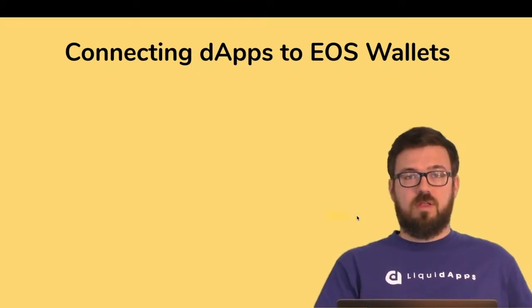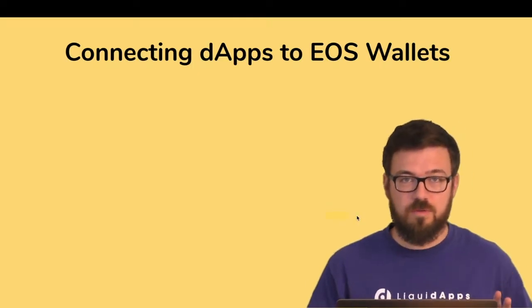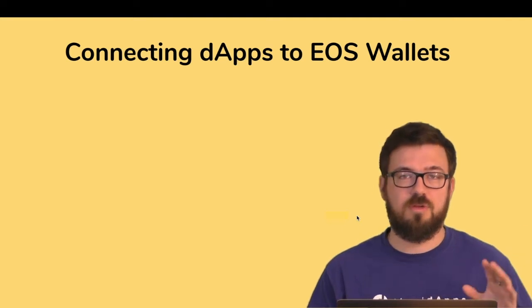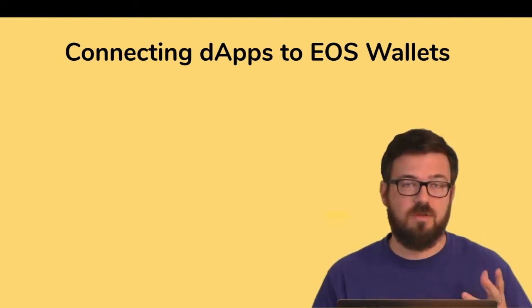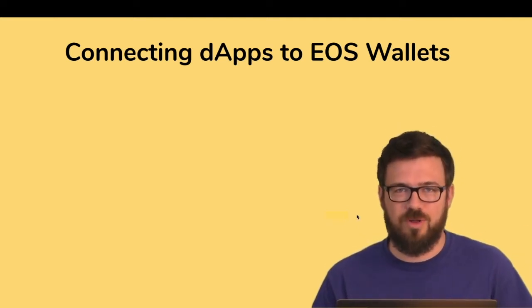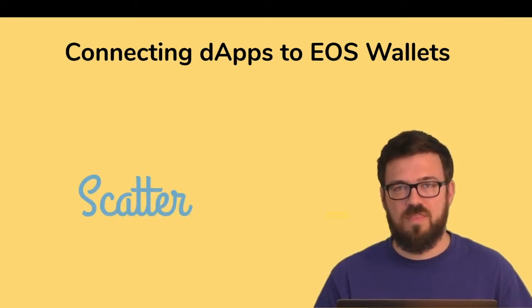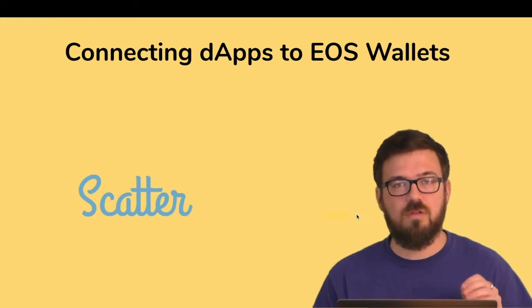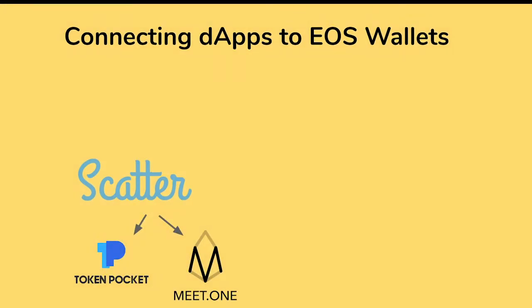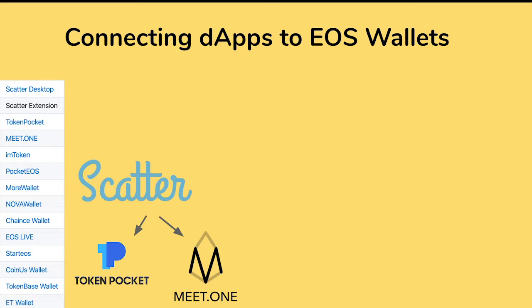So let's talk really quickly about EOS Wallets. There are many EOS Wallets which users use to manage their keys, interact with dApps, and ultimately use websites like the one we're going to build. There's Scatter, the first really well-known wallet that lets you interact with dApps. Scatter lets you connect to a variety of mobile wallets, not just Token Pocket and Meet One, but there's a whole list of maybe lesser-known wallets that are just really wraps for Scatter.